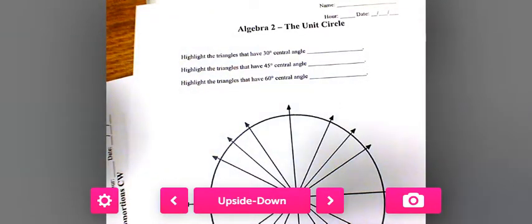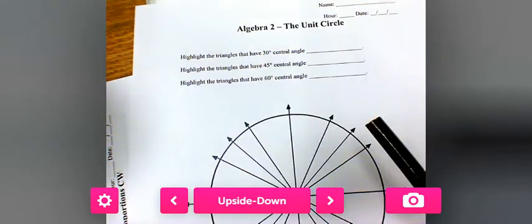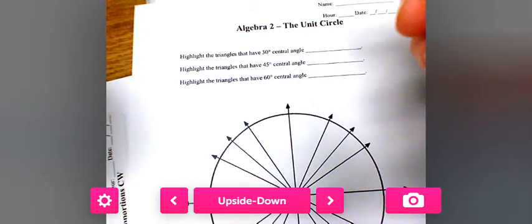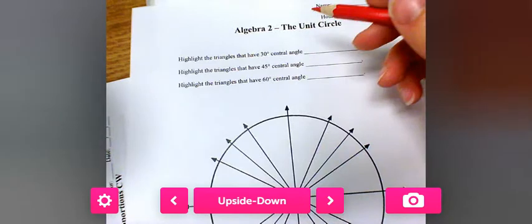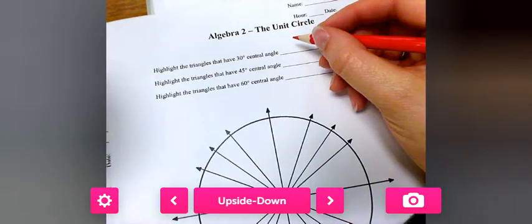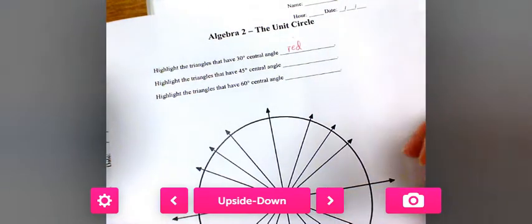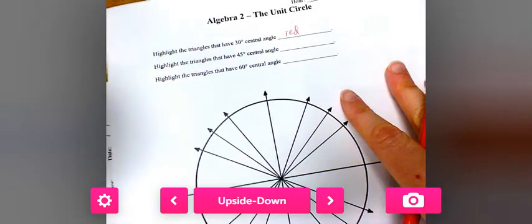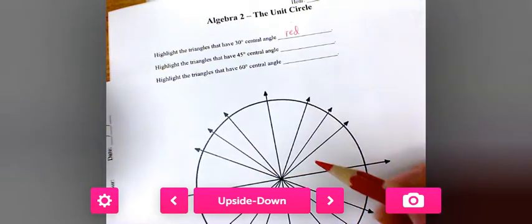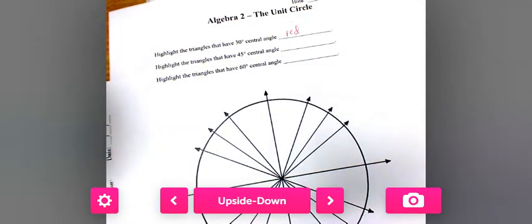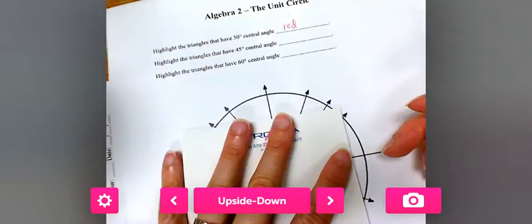Instead of cutting out the 45, 45, 90 triangle and 30, 60, 90 triangle again, we're just going to assume that we've got this and can do this again. I'm going to make my 30-degree central angles in red. You should write down what color they are so it's easier for you to get all of these. You need some sort of straight edge as well.